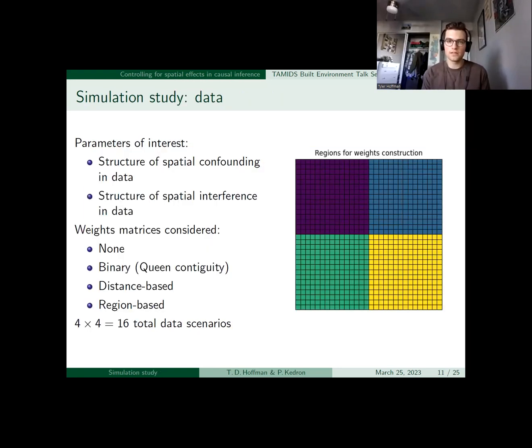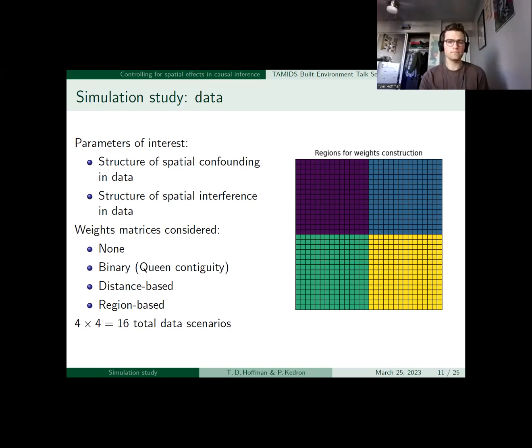To analyze and develop guidance for modelers and to see how well our guidance transfers from the non-causal setting into the causal setting, we designed a simulation study. And the parameters of interest were twofold. We were interested in varying the structure of the spatial confounding and the spatial interference in data, and seeing how that squared up against the structure of spatial confounding and spatial interference in the model. So if we match or mismatch the structure of confounding and interference in the data versus the structures in the model, what happens when those exactly match, when those don't match, and how well do different models perform on different varieties of spatial confounding and interference.